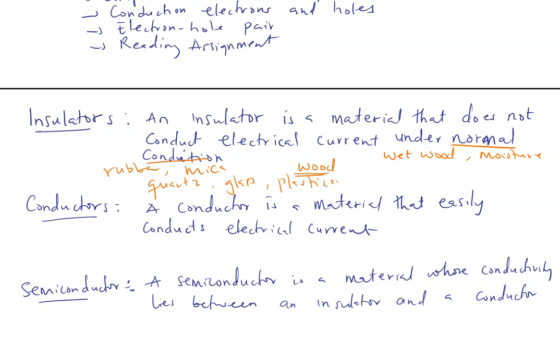So what about the conductor? A conductor is a material that easily conducts electrical current. Then a semiconductor is a material whose conductivity lies between insulators and conductors. This is more like junior high school and senior high school stuff, so I'm not expecting anyone to struggle. The next thing that we'll talk about is the band gap, which is very important.